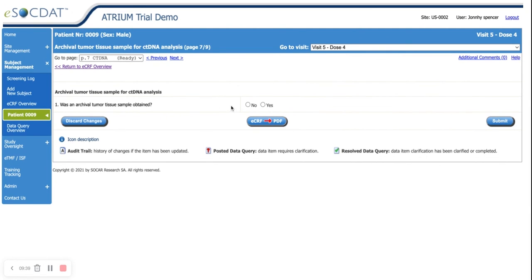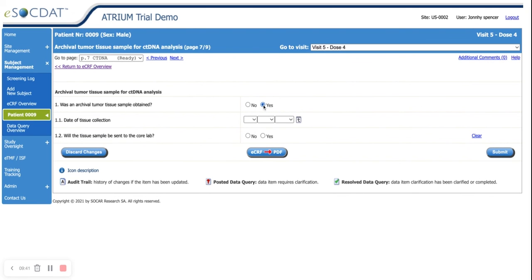You will answer yes or no if the tissue was obtained. If you answer yes, you will enter the date of tissue collection and if the tissue sample will be sent to the core lab. Please refer to the instructions in the ATRIUM Manual of Operations for further details on shipment of the sample.